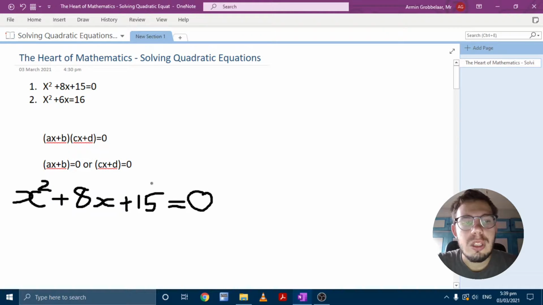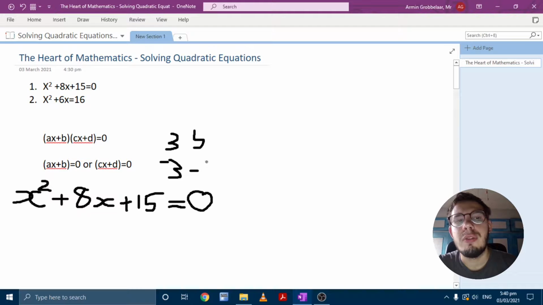So what I do is I take the 15 here, the one without the x, and the x squared, and I get multiples of the 15. So I say 3 times 5 will give me 15, minus 3 and minus 5 will give me 15. But now I have these two sets of numbers that will give me 15.